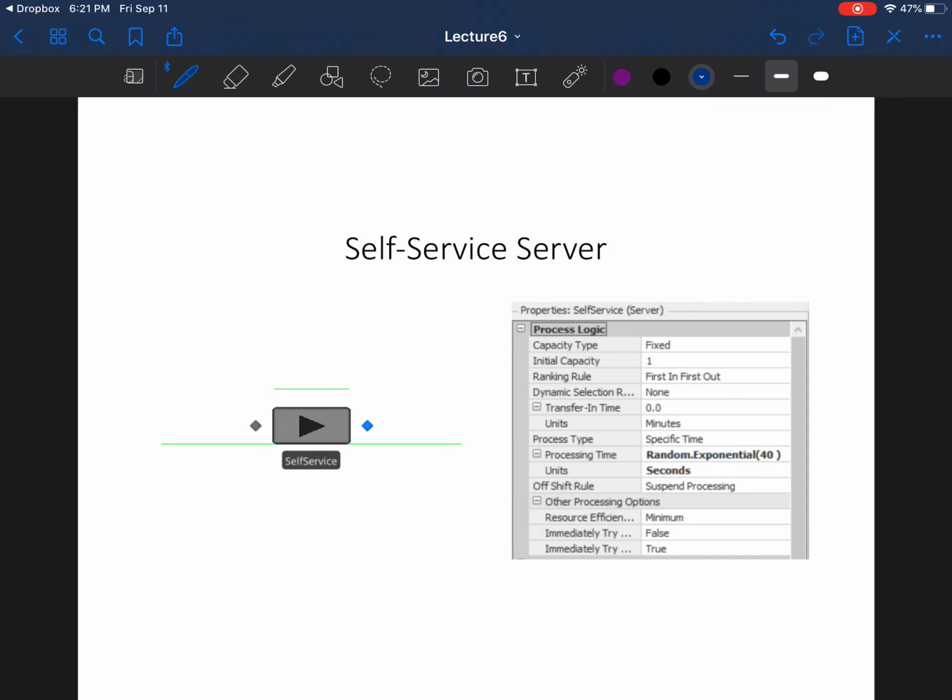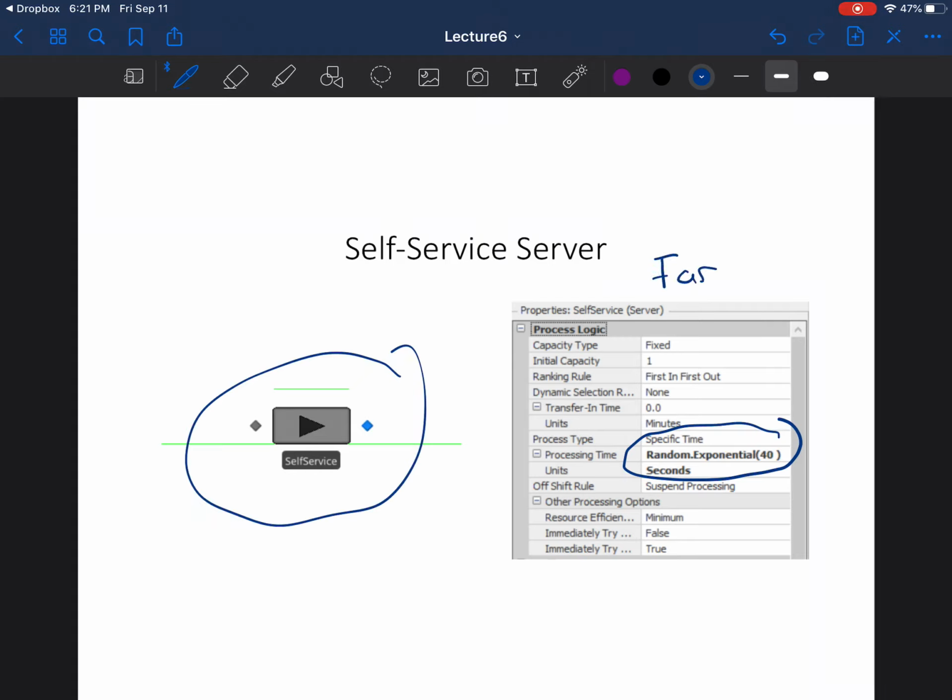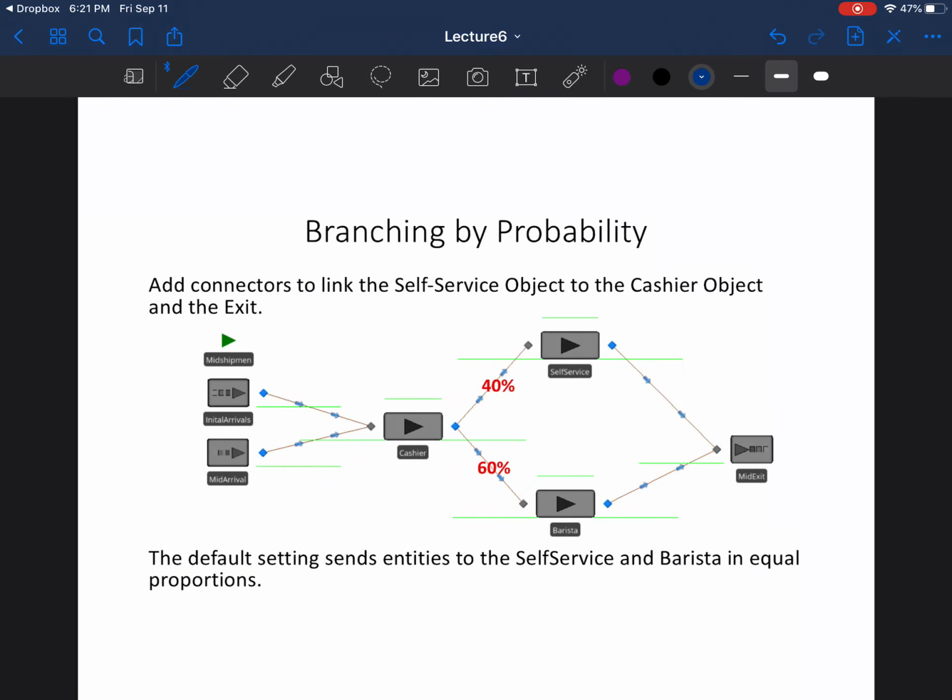Okay, so we get our self-service. We drag another server over. We label it self-service, and we give it, as we've done before, a random exponential with 40 and make sure that's seconds. So you have to change that. Remember, this is on the far right, and this is after you've dragged that object from the left-hand menu out onto the screen. Okay, so we put it there. We put connectors here and here so that it's in the right part of the network.